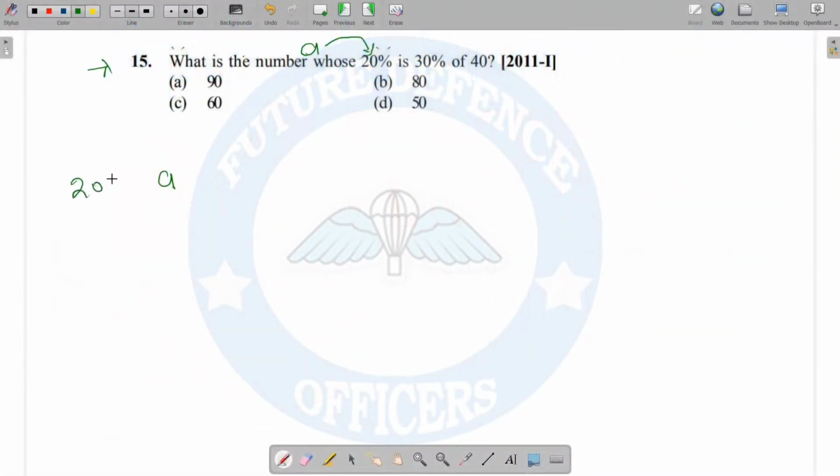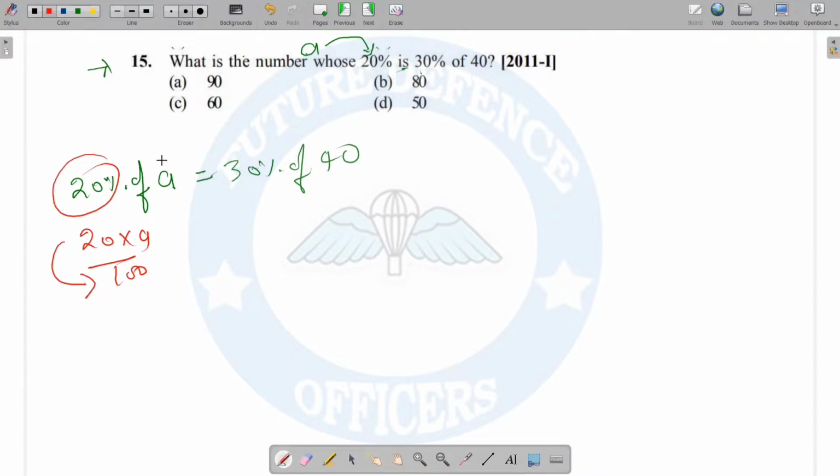20% of A is equal to 30% of 40. 20% of A means 20 into A upon 100, because 20% means 20 out of 100. Now you want out of A, so multiply by A. That is equal to 30% of 40, which is 30 into 40 upon 100, because 30% means 30 upon 100.